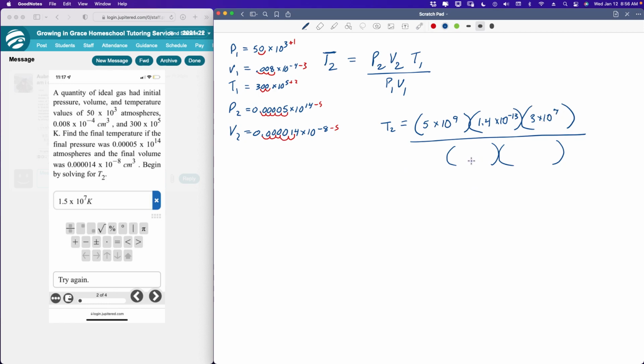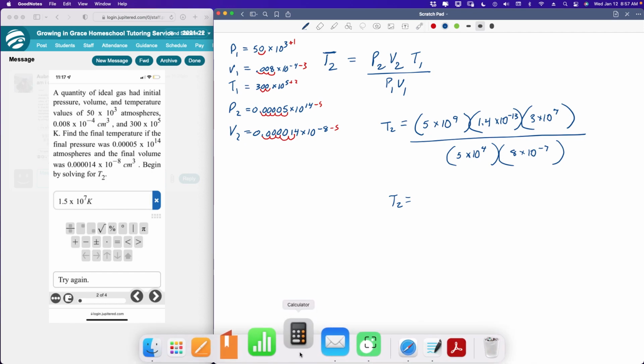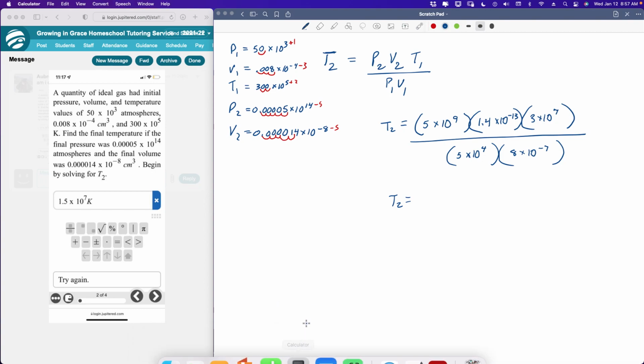Now we need the original pressure. That's 5 times 10, and 3 plus 1 is 4. And the original volume is going to be 8 times 10, and negative 4 minus 3 is going to be negative 7. Now we can do the math. Now that we have all of this in here, T2 is equal to, and all we have to do is multiply. I'm going to say calculate. Of course we're calculating it, but we're multiplying it. That's the operation of our calculation.